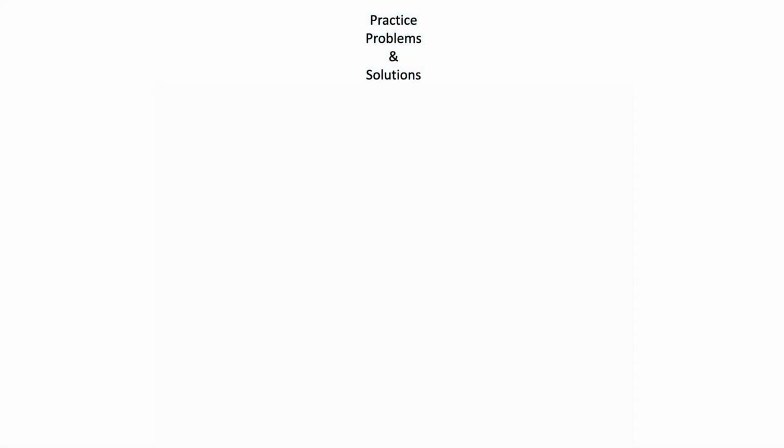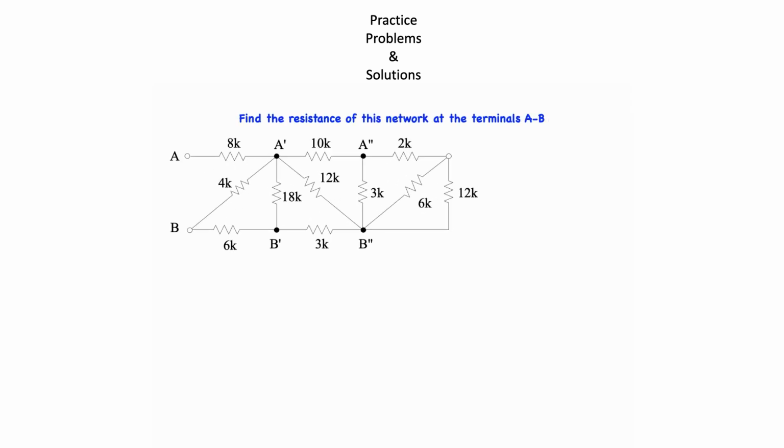Our task for this problem, number 4, is to find the resistance of this network at terminals A, B. Starting at the opposite end of the network from the terminals A, B, we begin looking for resistors that can be combined. For example, resistors that are in series and parallel. Note that none of the resistors in the middle of the network can be combined in any way.